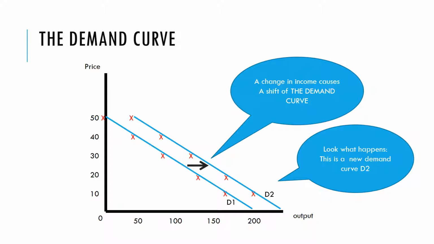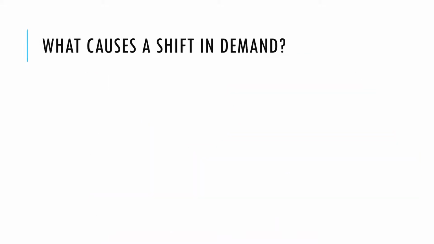So the moral of the story is, whenever price changes, we move along the demand curve. When anything else changes that affects demand, it's going to cause a shift. It's going to cause a new relationship between price and demand. That's an important distinction, one I really want us to get on top of.